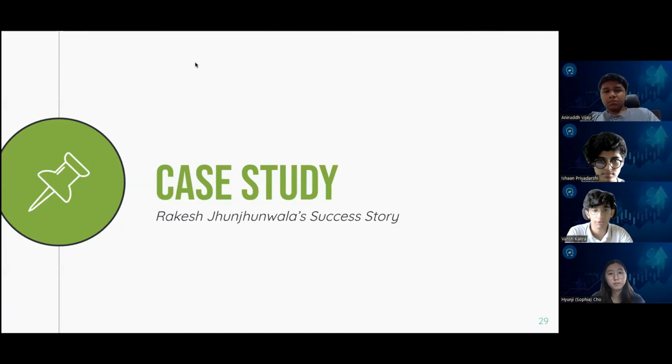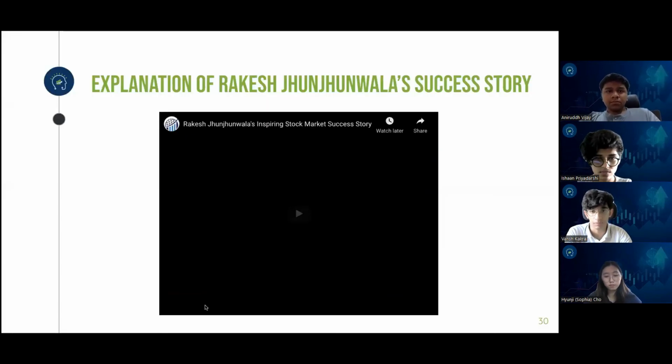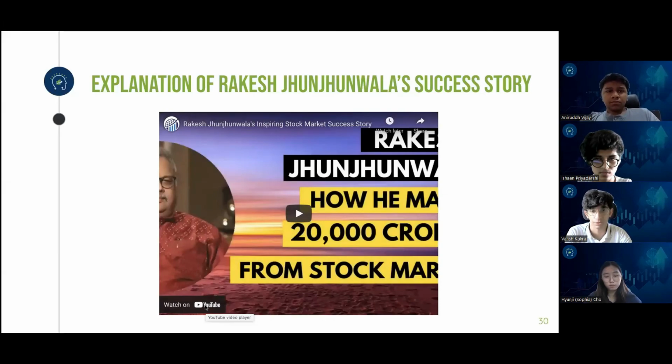Great. So now that we have understood the primary market and the secondary market functioning, let's take a case study on Rakesh Jhunjhunwala's success story. Rakesh Jhunjhunwala is a successful investor and is called the big bull of the Indian stock market because he has really implemented investment strategies and made returns that helped him grow. So here we'll play a video that shows how Rakesh Jhunjhunwala grew from rupees 2,000 to rupees 20,000 crores.